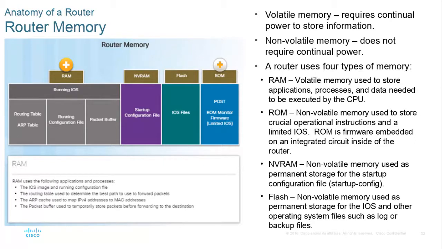The NVRAM is non-volatile memory. It doesn't go away when you remove the power. And this is where we store our startup configuration file. When you do the command copy run start, you save the configuration that you put together, and it's saved in the startup configuration so that if the router crashes and reboots or the power is lost, it can be reloaded again, and you don't have to reconfigure the whole device from scratch.